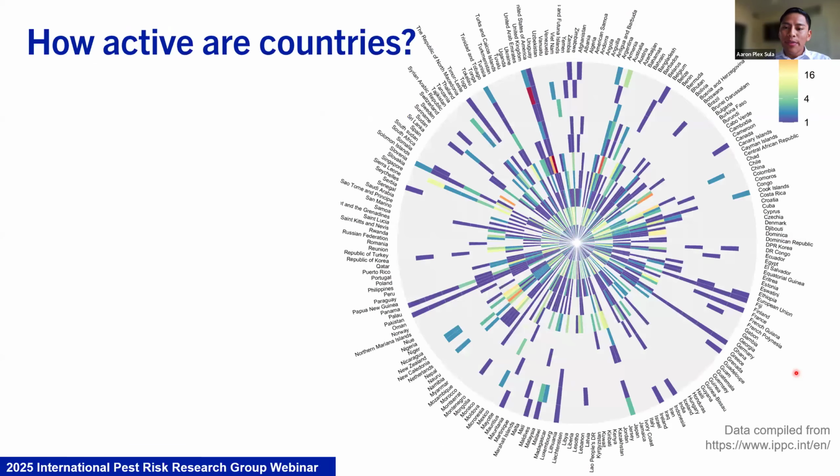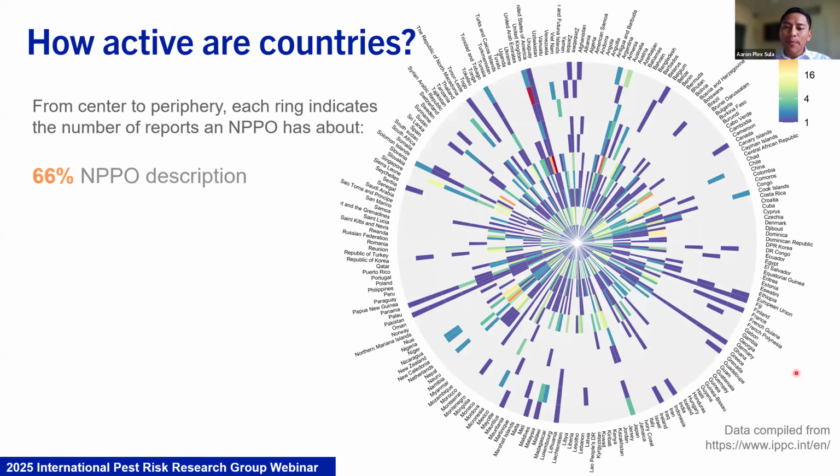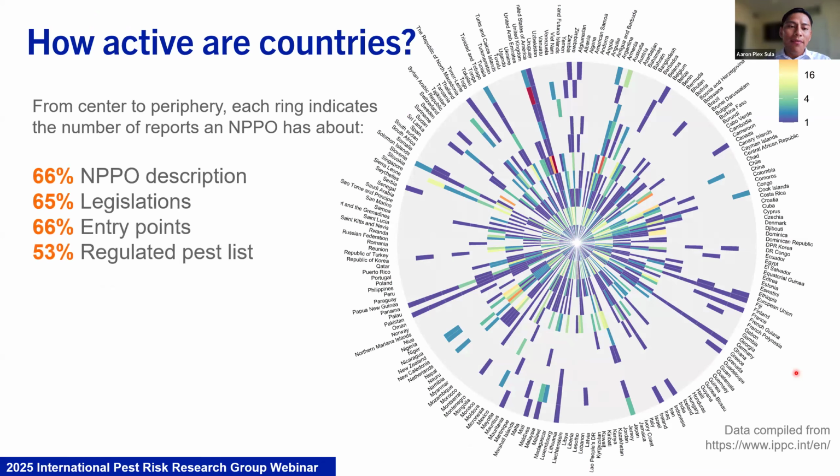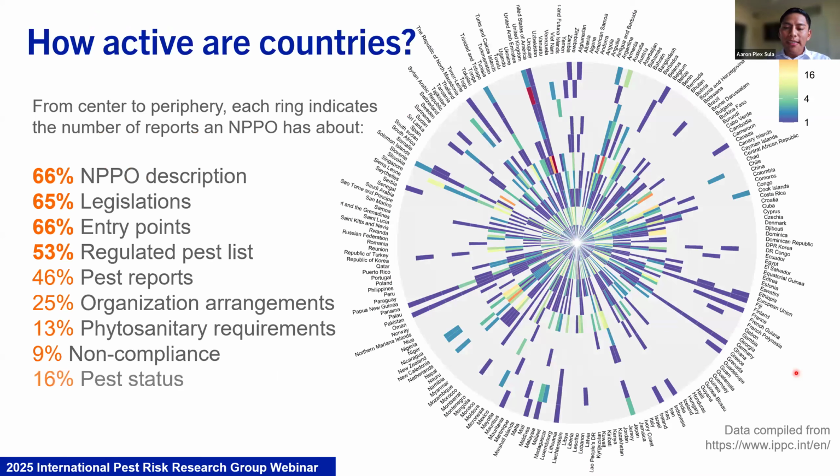In practice, the importance of and the need for pest risk assessments is highlighted by the level of reporting activities by national plant protection organizations. Our proxy in this case is the number of reports an NPPO has regarding national pest management. In general, there are opportunities for filling gaps in pest risk mitigation for many countries, especially for low-income countries.